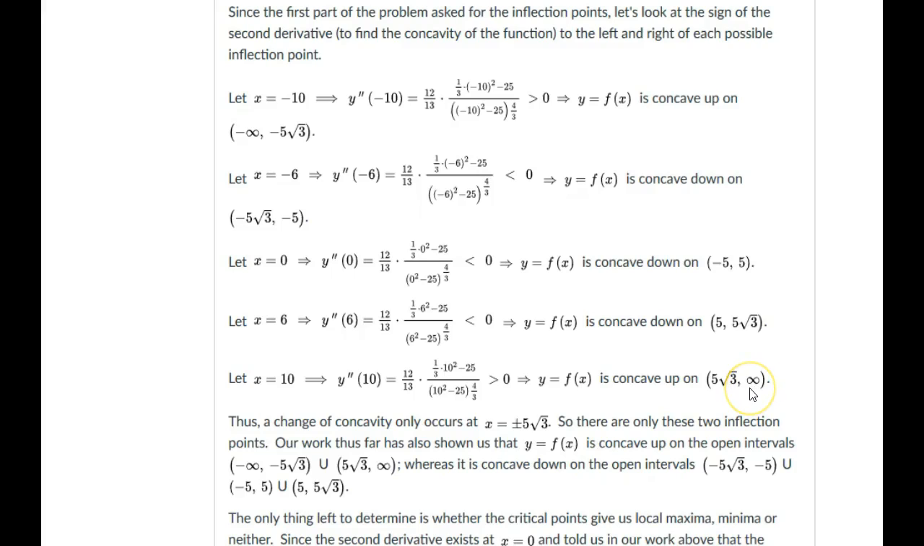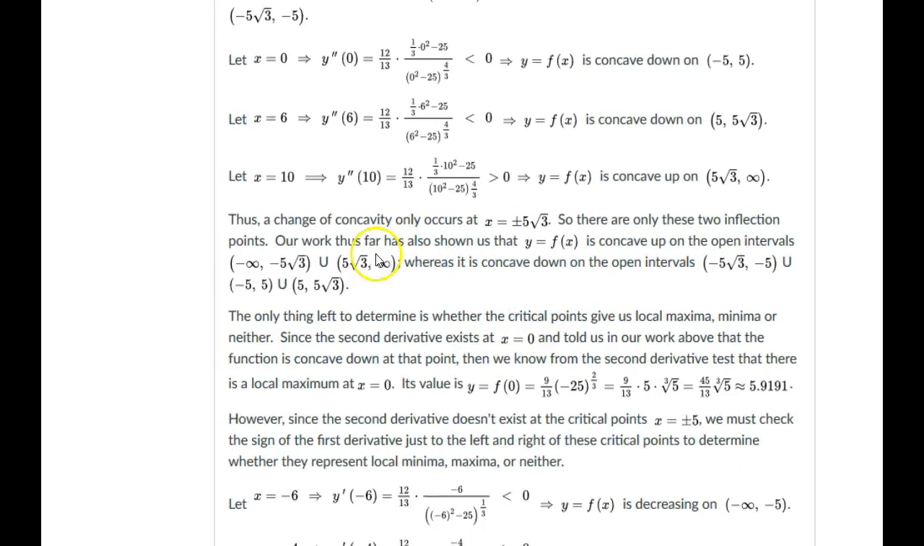Okay, so that means that we do have an inflection point at 5 square root of 3, just like we had an inflection point at minus 5 square root of 3. But we do not have inflection points at x equals plus or minus 5. Okay, and that's what I say here.